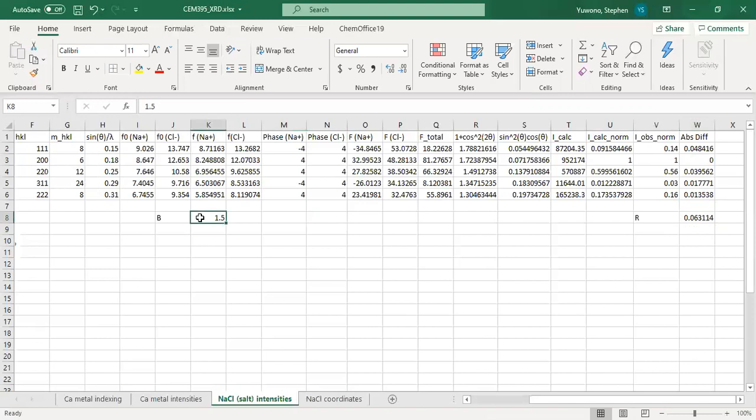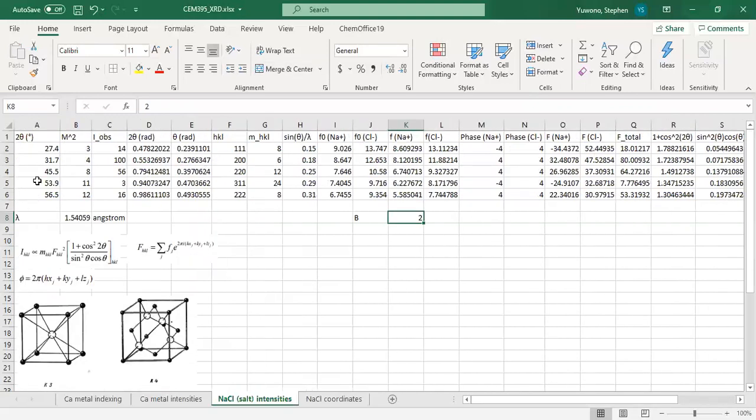For example, we can do the quick scan to see how things are going to look. All right, so it looks like if I have it at around 2, between 2 and 3, maybe it's going to give me the optimum value. And then you can play with solver, get your optimum B value. So that's it, and have fun with calculating the theoretical intensities for your salt samples.